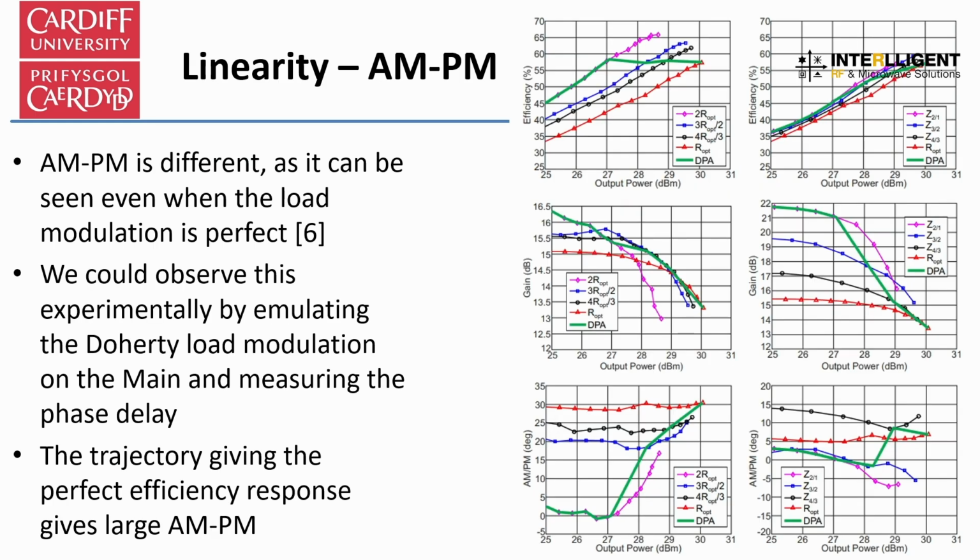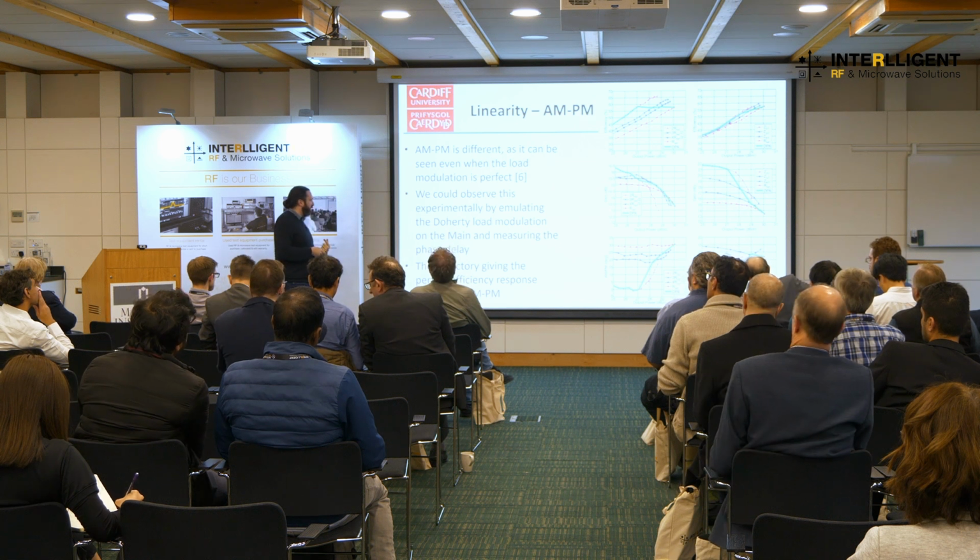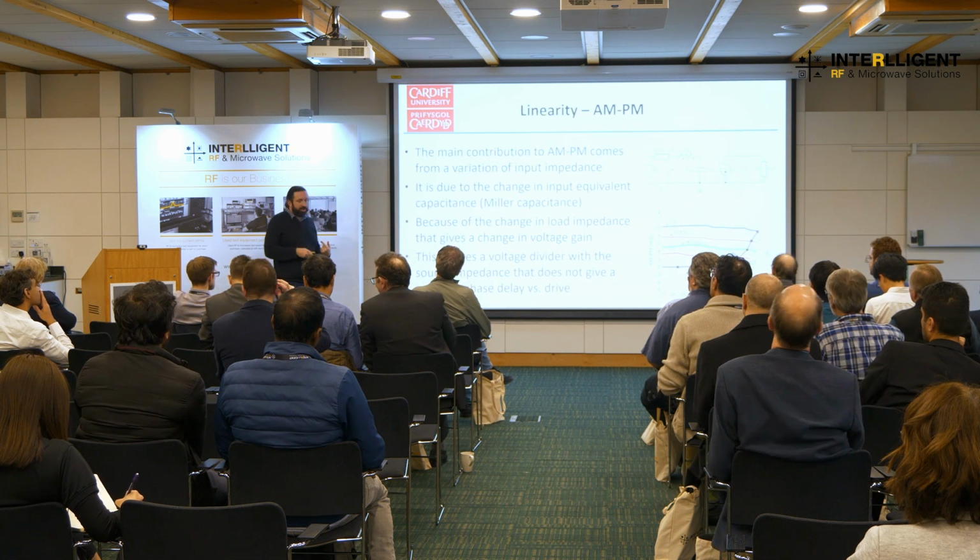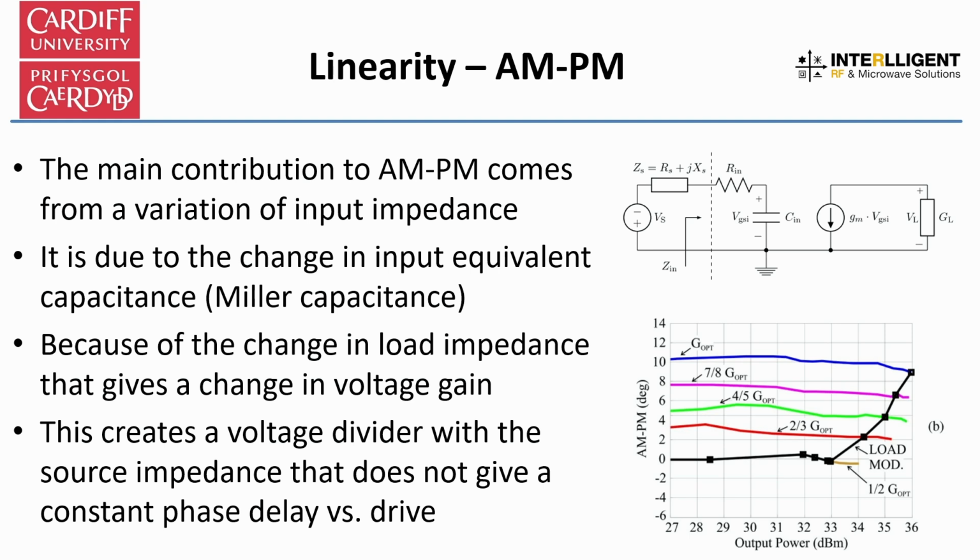IM-PM is a very different beast, and what we worked on a lot then was to say, okay, we can adjust IM with bias. Can we adjust IM-PM with bias? The short answer is no. And the reason is the IM-PM seems to be intrinsic in the Doherty behavior. Why? Well, it comes back to Miller effect. Again, it's due to feedback.